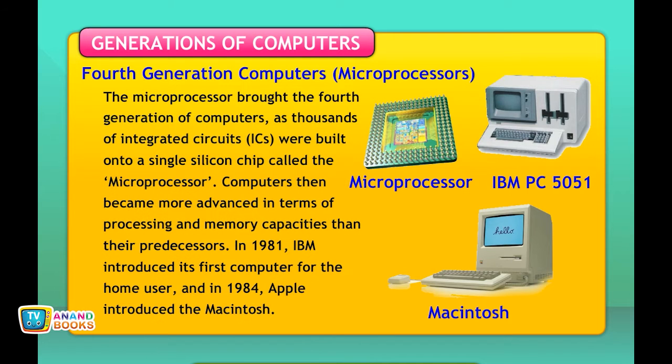Fourth generation computers, microprocessors. The microprocessor brought the fourth generation of computers, as thousands of integrated circuits were built onto a single silicon chip called the microprocessor. Computers then became more advanced in terms of processing and memory capacities than their predecessors. In 1981, IBM introduced its first computer for the home user, and in 1984, Apple introduced the Macintosh.